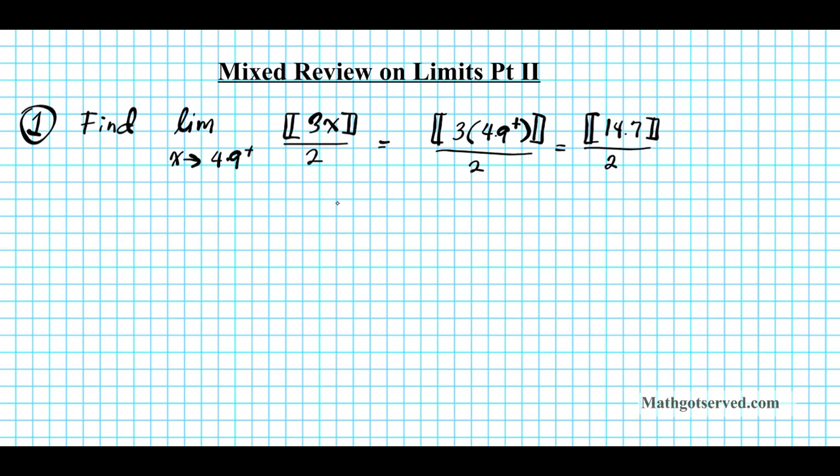So what's the floor of 14.7? What the greatest integer function does is it rounds a non-integer to the greatest integer that's less than that non-integer. Okay, it rounds integers to itself. So the greatest integer that's less than this non-integer is 14. So it basically rounds it down to 14 over 2. And 14 divided by 2 is 7. All right? Okay, let's take a look at question number 2.